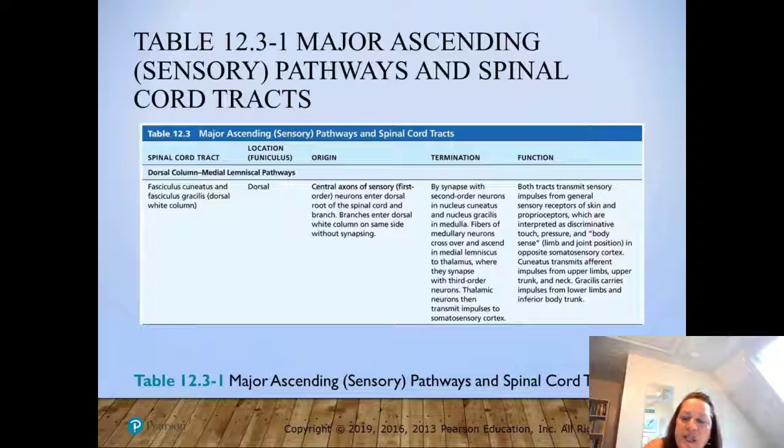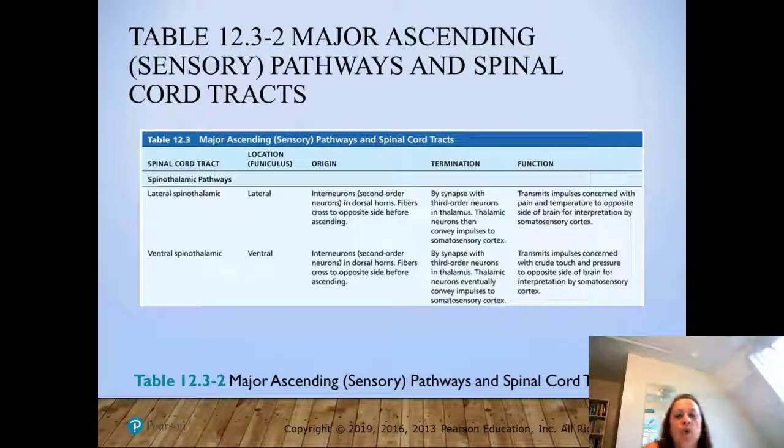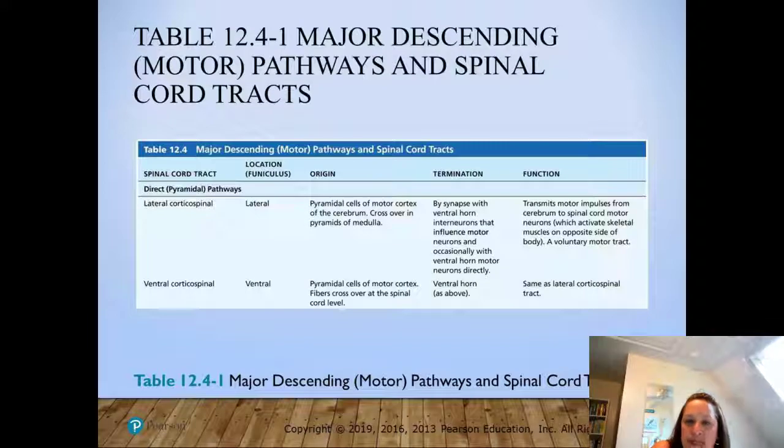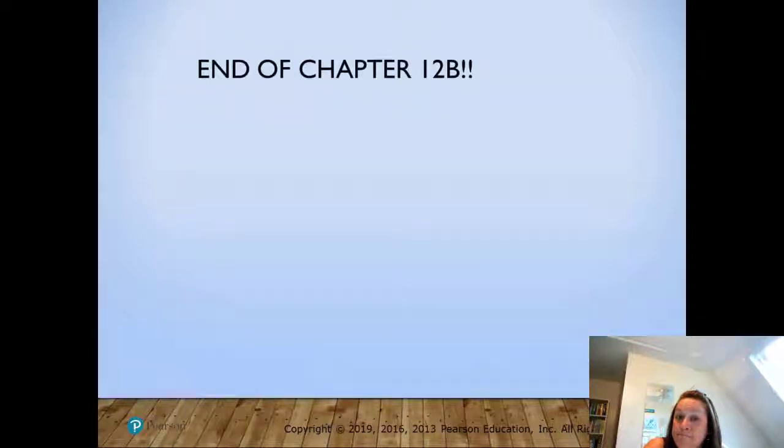So you can take a look at this table 12.3 if you'd like. You can get an idea of whether they're sensory or motor or what they do. Notice how it's dorsal and lateral and ventral, etc. And see what's connected to where and what kind of different region of the spinal cord influences or is sensory or motor for each of the regions of the body.